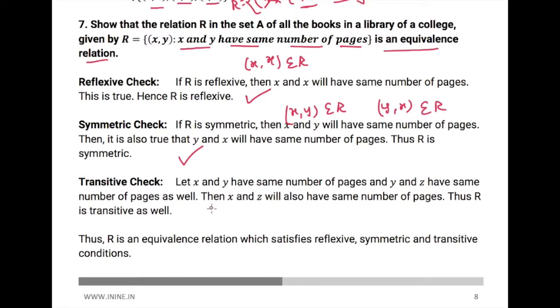Now going for the transitive check, if it is true that (x, y) belongs to R, (y, z) belongs to R, then definitely (x, z) should belong to R. If x and y have the same number of pages and y and z have the same number of pages, definitely x and z will also have the same number of pages. Thus it is transitive as well, and hence R is an equivalence relation.